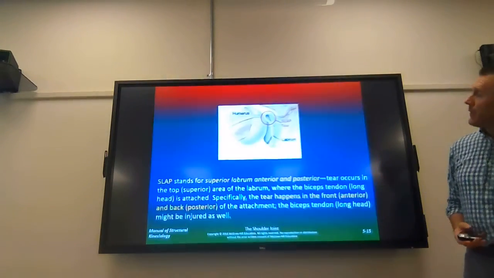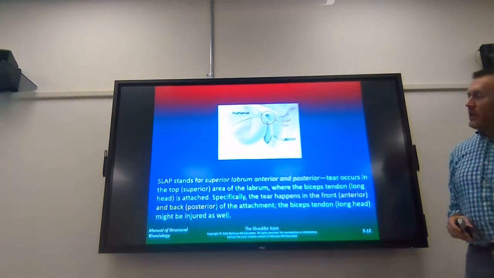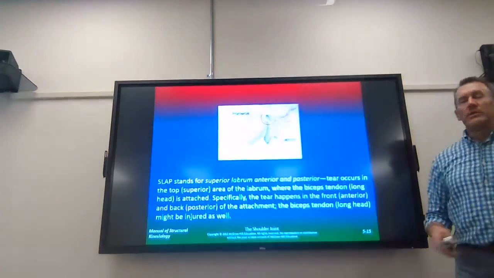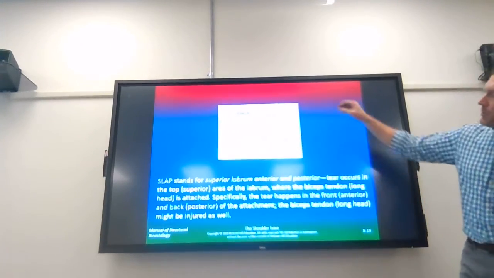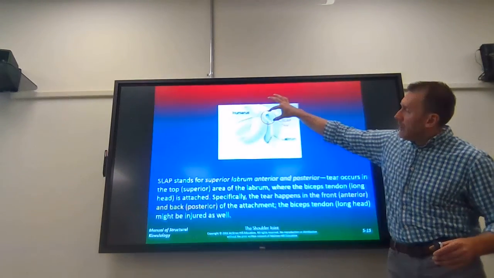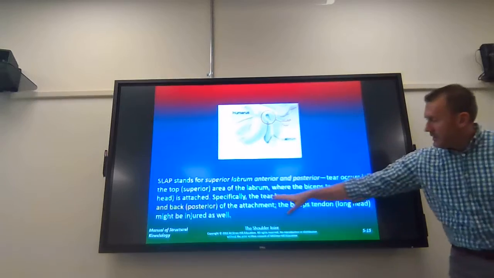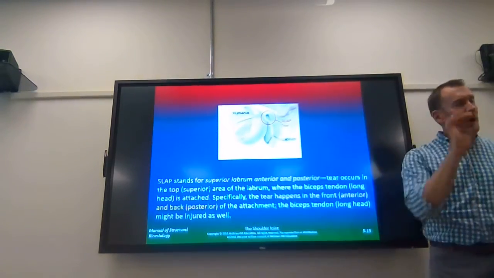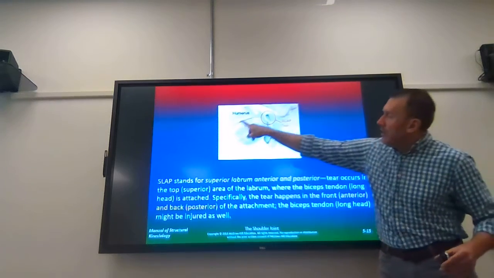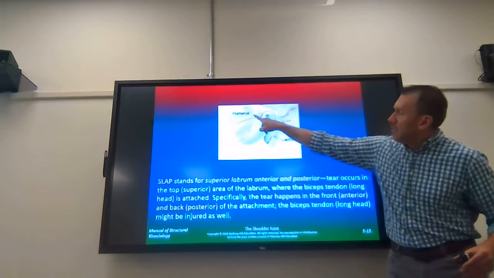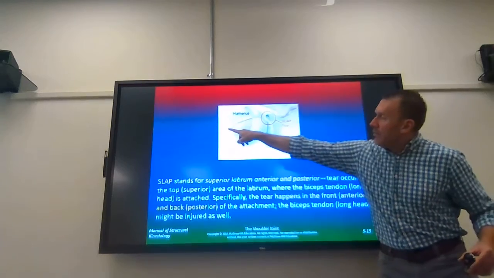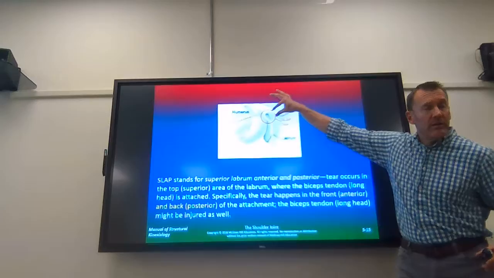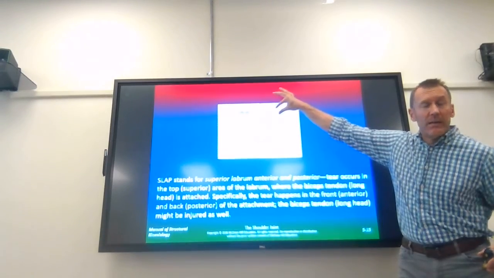So this is what we mean by a SLAP tear. So SLAP stands for superior labrum anterior and posterior. So the anterior and posterior part is right here. So the tear happens in the front and back of the attachment. What attachment? It's the attachment of this bicep tendon that comes up right through that bicipital groove and attaches right on top here to the glenoid labrum.